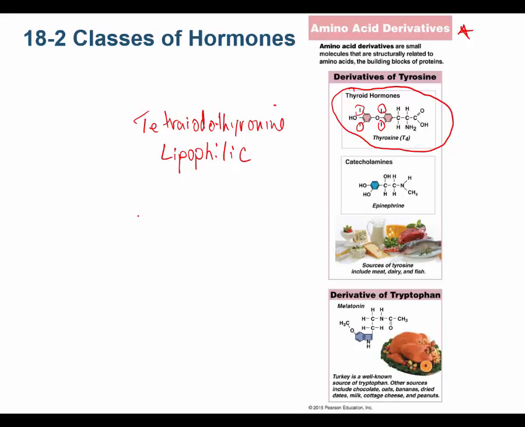Now, you can see that these amino acid derivatives are relatively small because we're going to be talking about protein hormones, which are hundreds to several hundred amino acids. This is the size of one amino acid. So these are relatively small, and they're hydrophilic hormones. There's only three shown here, but there's really lots of them. So these are amino acid derivative hormones.